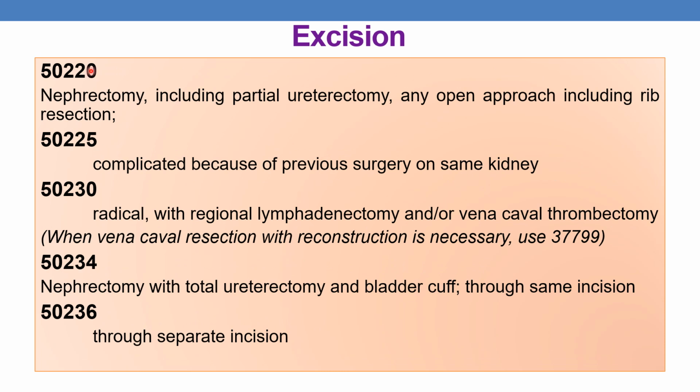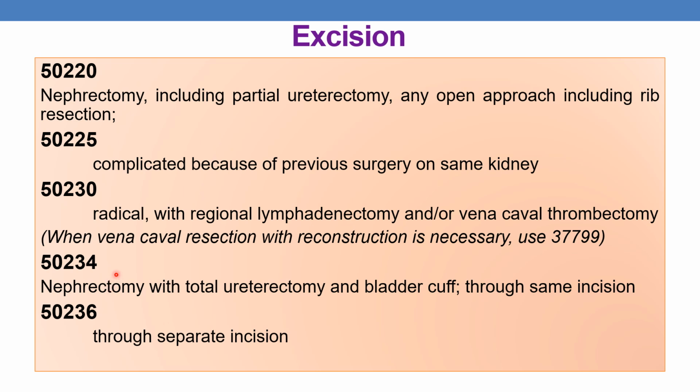The next is 50220. Nephrectomy, including partial ureterectomy, any open approach, including rib resection. The next is 50225. Nephrectomy, complicated because of previous surgery on the same kidney. The next is 50230. Nephrectomy, radical with regional lymphadenectomy and/or vena cava thrombectomy. And for vena cava resection with reconstruction, if necessary, you need to use 37799.